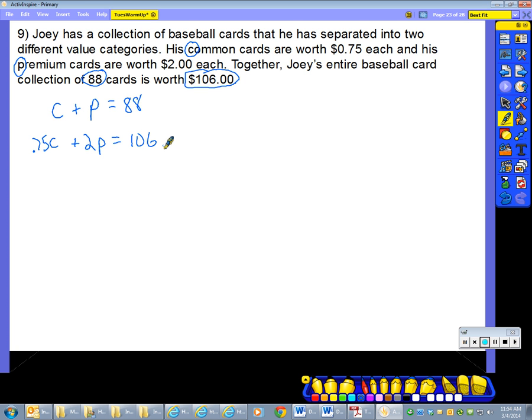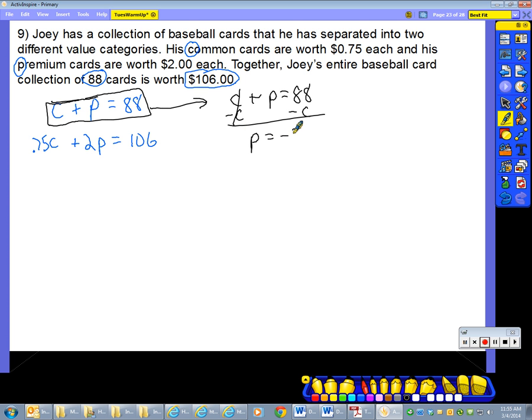You got it, $106. So now I've got my two equations, and I need to get a variable by itself. I'm going to take the first equation and get P by itself. It doesn't matter which one you do, but I'm going to get P by itself. So we have C plus P equals 88. I'm going to subtract C from both sides, and I find out that P equals negative C plus 88. Now I know that P equals this.